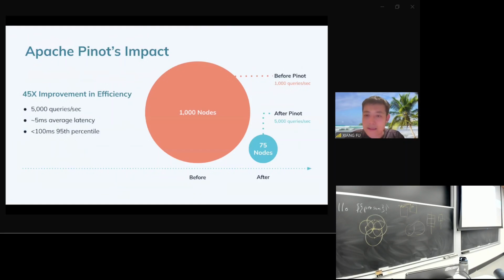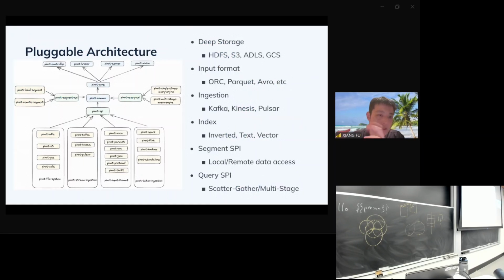For example, for the LinkedIn who-viewed-my-profile use case, it was built on a materialized view with a key-value store. To serve 1,000 queries per second, we were on something like 1,000 machines. But once we moved to Pinot, we can serve 5,000 queries per second with only 75 machines of the same type.